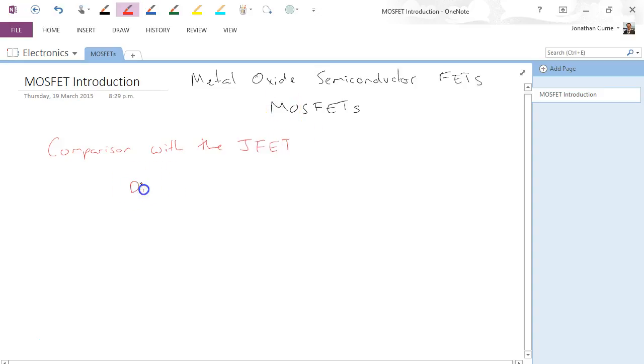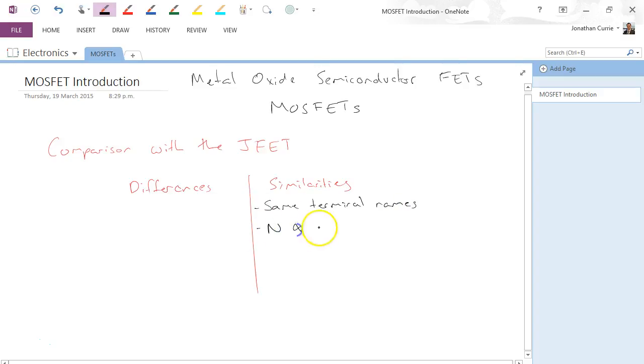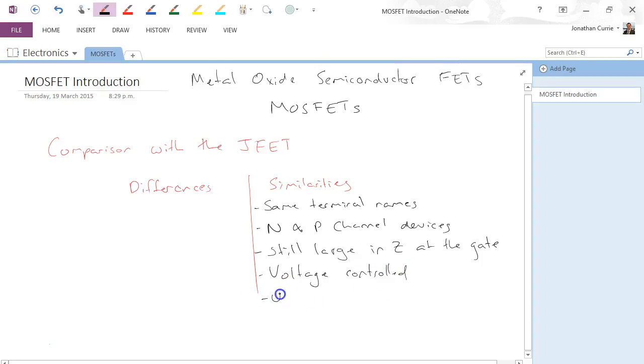So, differences and similarities. In terms of similarities, we still have the same terminal names: the drain, the source, and the gate. So that's nice and easy. We still have N and P channel devices. We still have large input impedance at the gate. They're still voltage controlled. And they're still a unipolar device. Alright, but that's basically the similarities.